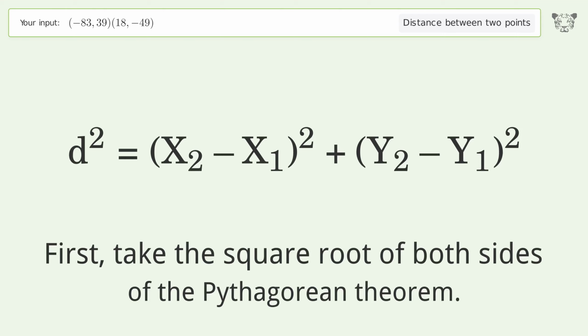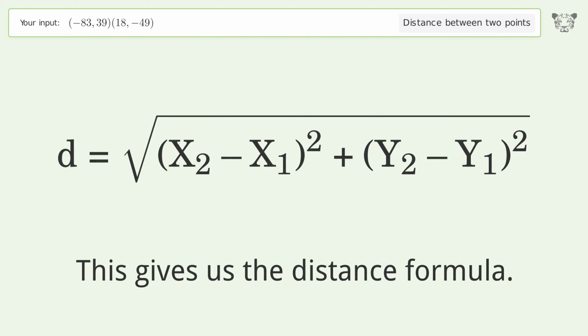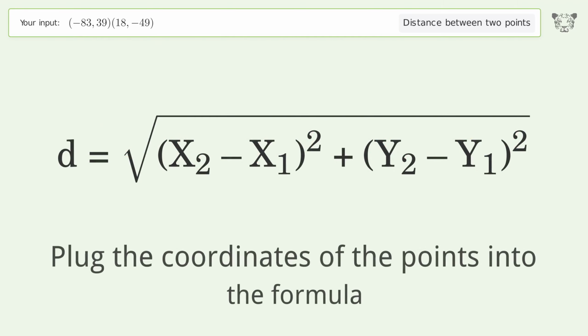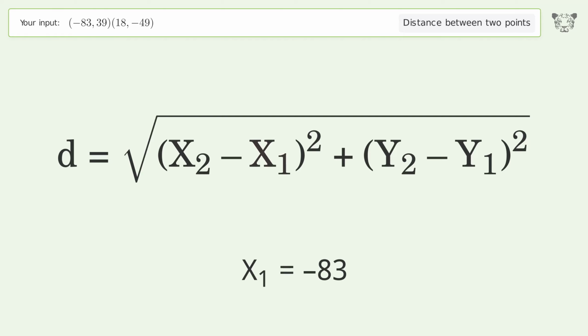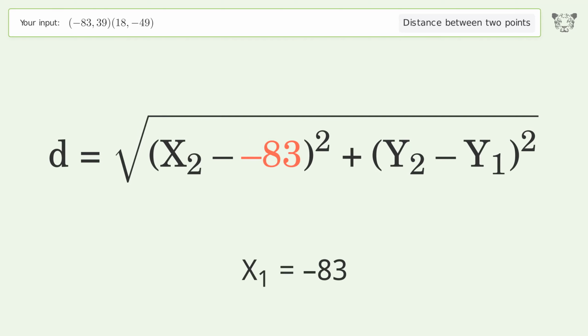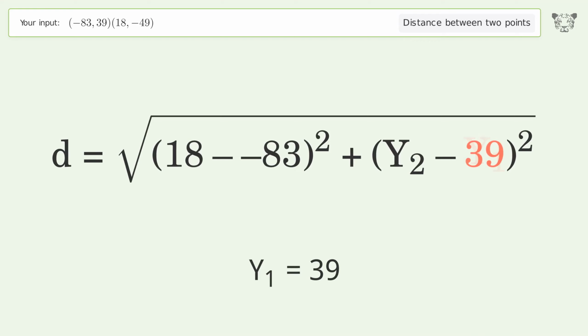First, take the square root of both sides of the Pythagorean theorem. This gives us the distance formula. Plug the coordinates of the points into the formula. x1 equals negative 83. x2 equals 18. y1 equals 39. y2 equals negative 49.